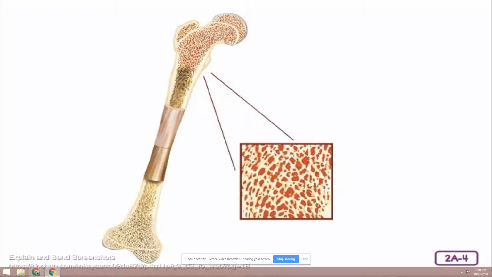Marrow, a jelly-like tissue, fills the cavities of your porous bones. Bone marrow is your body's blood cell factory. It produces blood cells that help to fight infection and carry oxygen throughout your body. Remember that the circulatory system carries the blood your heart pumps throughout your body. So the skeletal system and the circulatory system are interconnected.